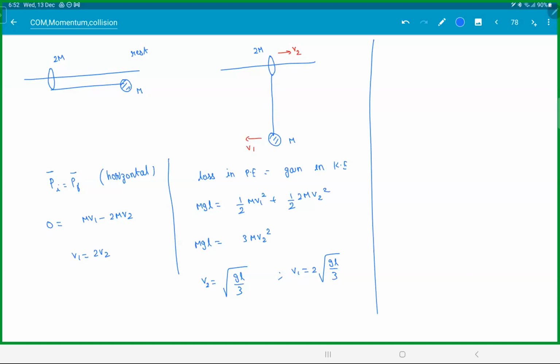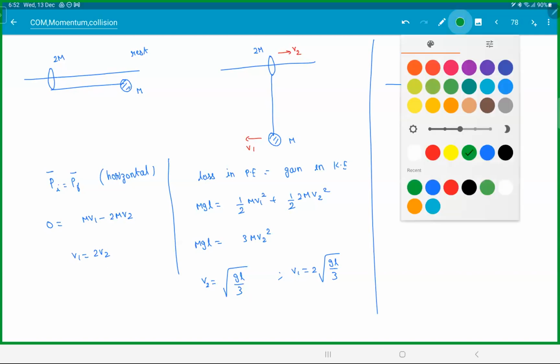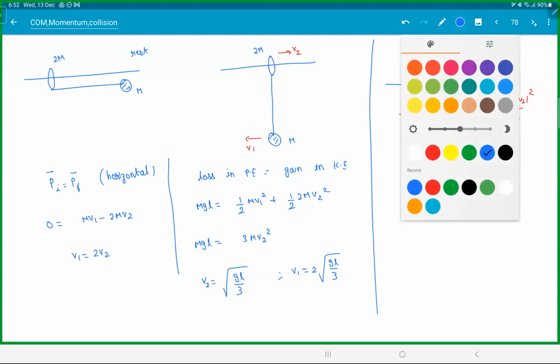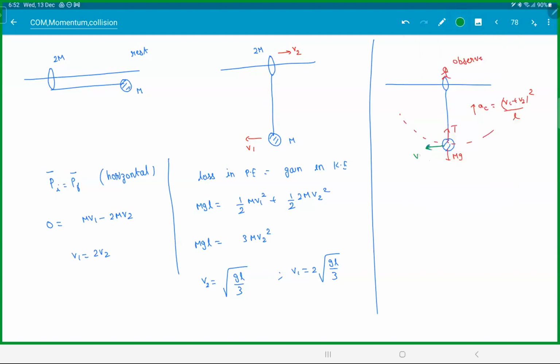Done. Next thing, you want to find tension. What should you do? Draw FBD. Again, the same thing. Who thinks it is going in a circle? The person on the ring will think it is going in a circle. Forces: tension, mg, centripetal acceleration, which is (v1 plus v2) whole square by L. No difference in the problem. Everything is same. This is what I said. If you had realized what to do, you would have realized it is the exact same problem. So tension is equal to mg plus m into (v1 plus v2) square by L. Check. Substitute the values and you'll get an answer.